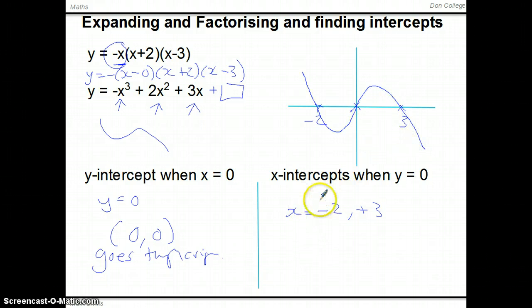Okay, so that effect of the x, that single x, means that it's going to go through the origin like that, and you've already found the y-intercept in effect.